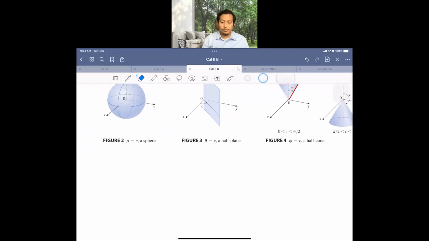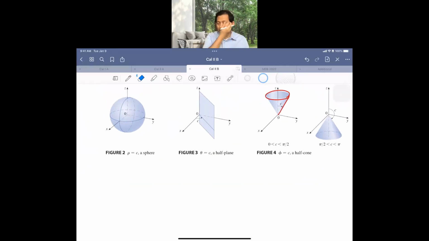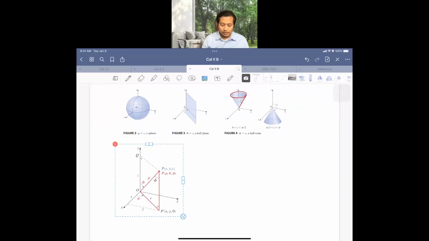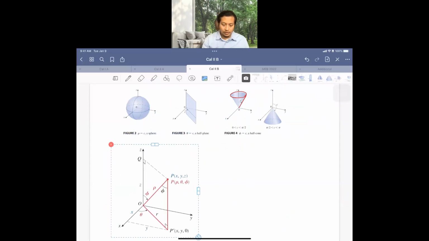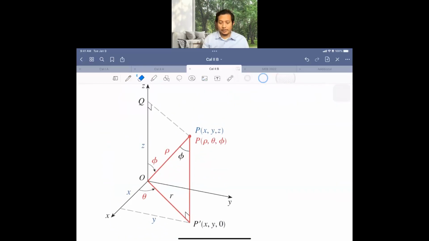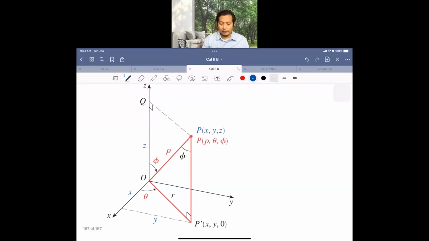Now to convert the rectangular to spherical, we need to have some sort of equations and formulations through what we have here. Now first, let's imagine we have the xyz and we need to convert to rho, theta, and psi.